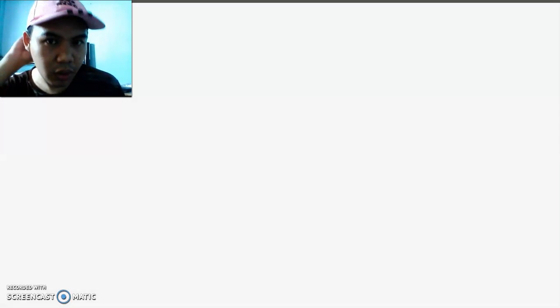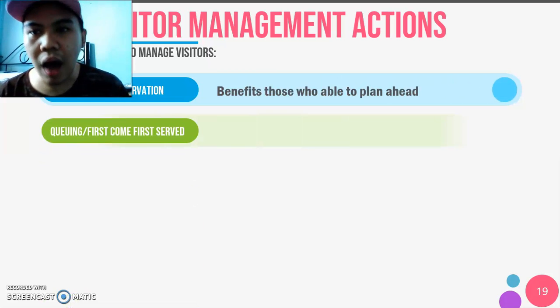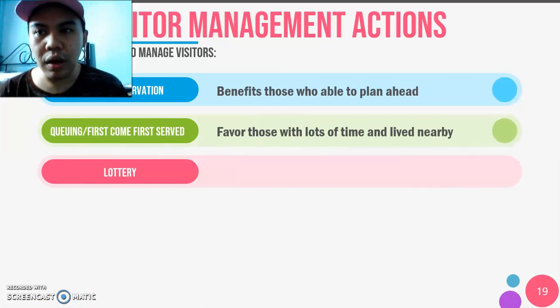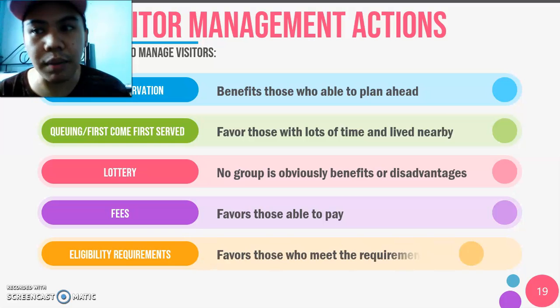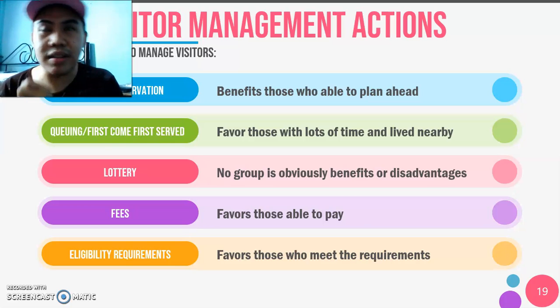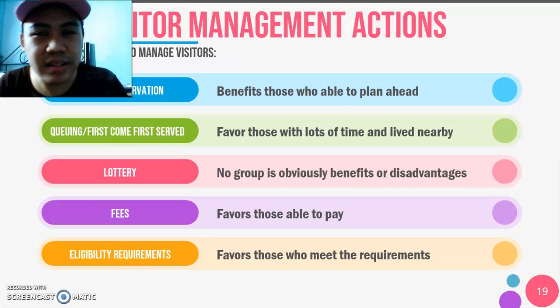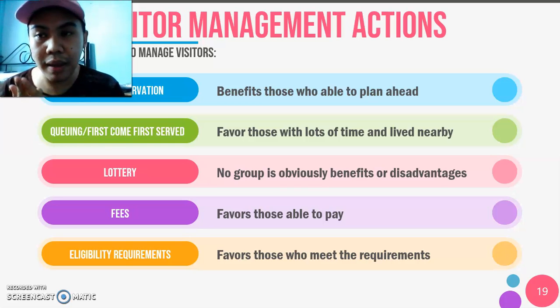Okay, next will be visitor management action. This is the way you manage the visitor. For example, first is advanced reservation. All of this is about ticketing. Advanced reservation benefits someone who can plan ahead, because they can reserve in advance. Second, you can do it by first come first serve basis, or just queuing. This kind of thing will benefit people who have a lot of time and also live nearby.